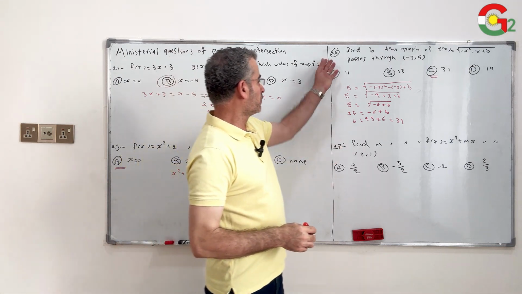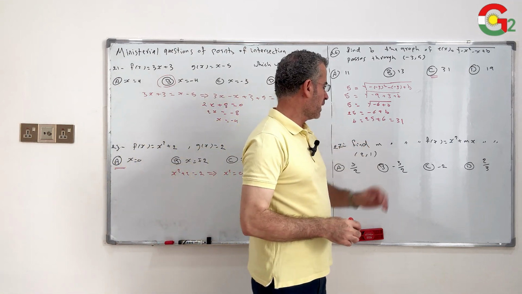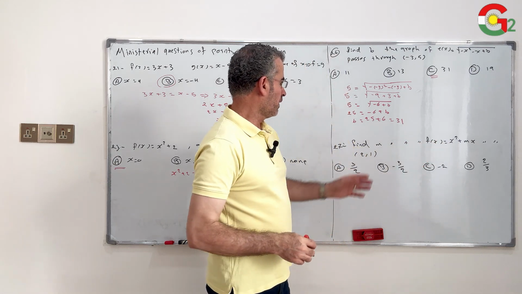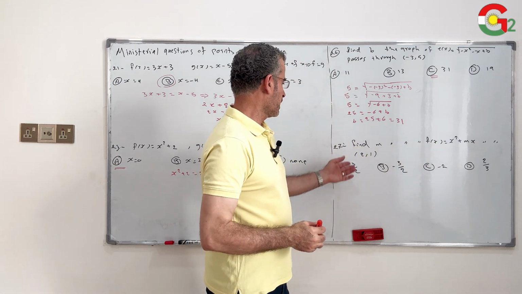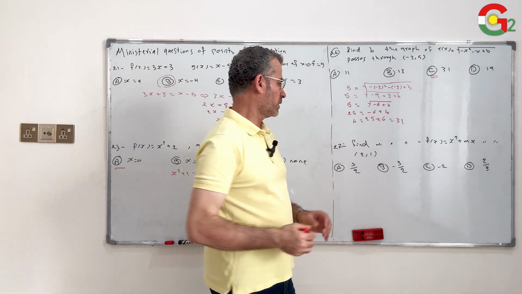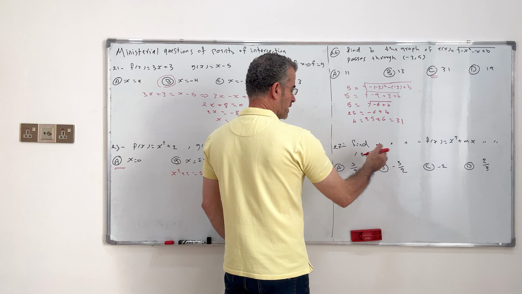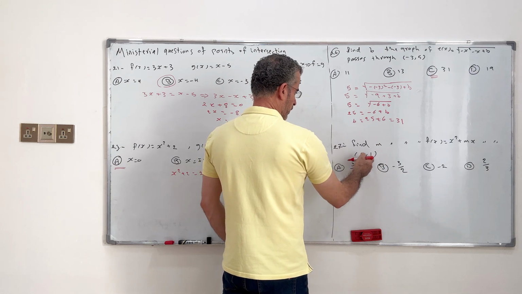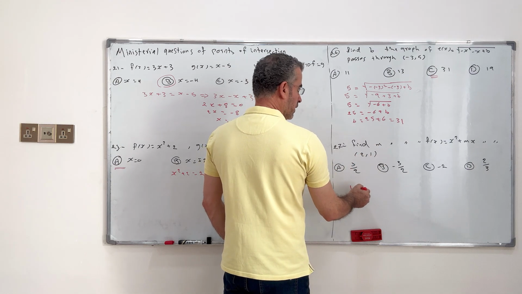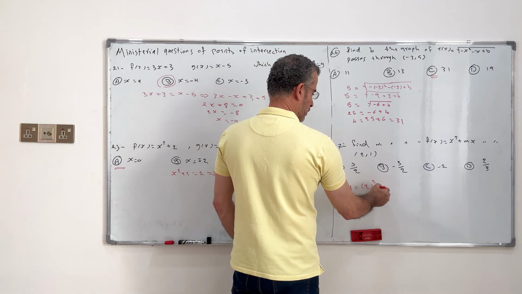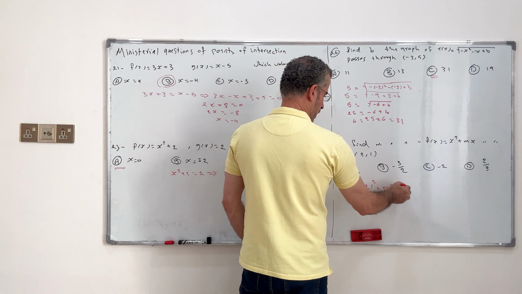It is similar to 26. Find the value of m where the graph of the function f of x equals x squared plus mx passes through the point 2, 1. Since the graph passes through the point, it satisfies the equation of the graph. When y equals 1, x is 2, so 2 squared plus m times 2.